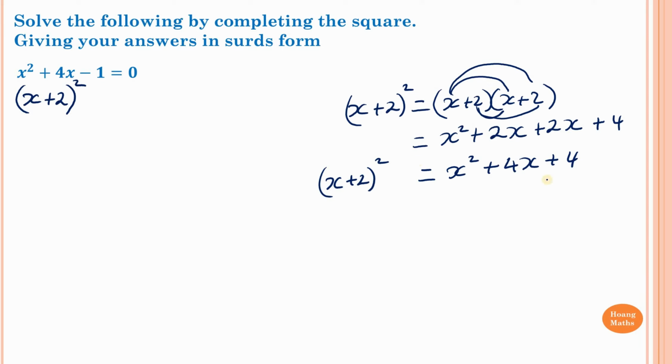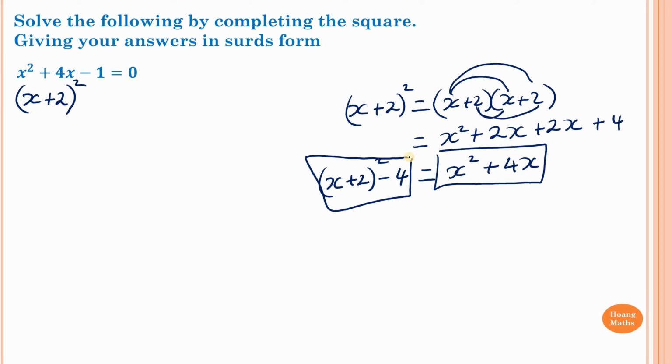So now, if I minus 4 on this side, and I minus 4 on this side, this balances it out, so this cancels out. So you can see that x squared plus 4x is equal to (x plus 2) all squared minus 4. So this one here will be equal to (x plus 2) all squared minus 4.